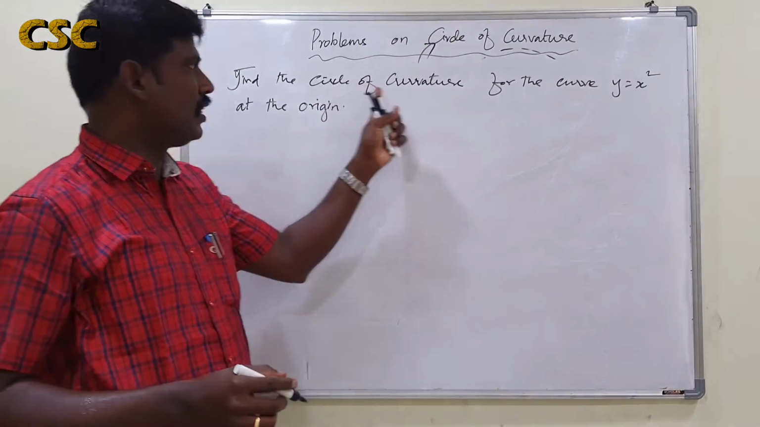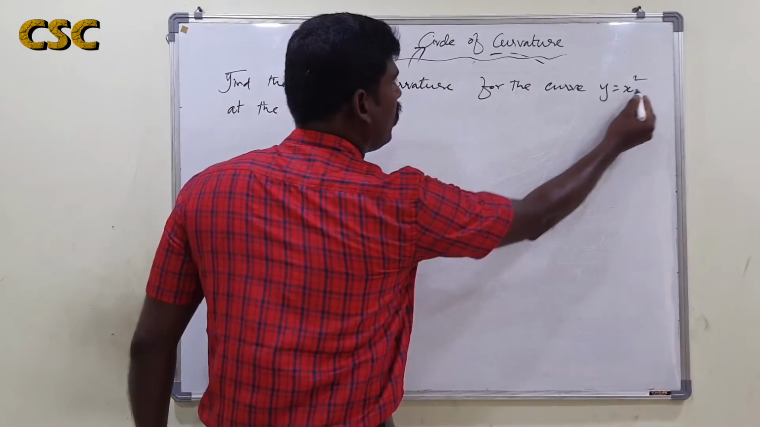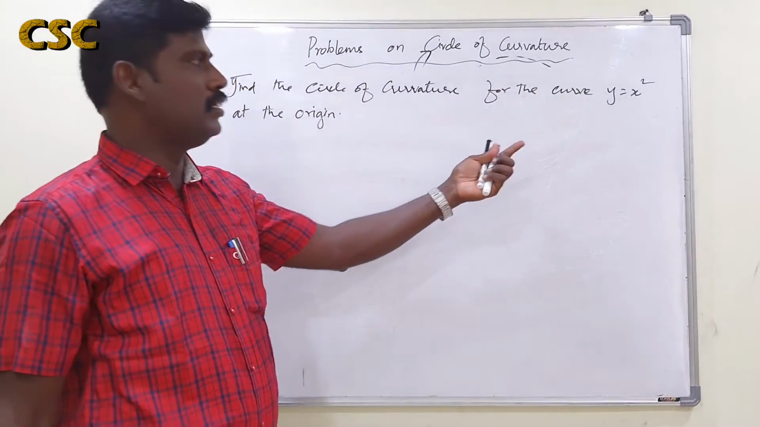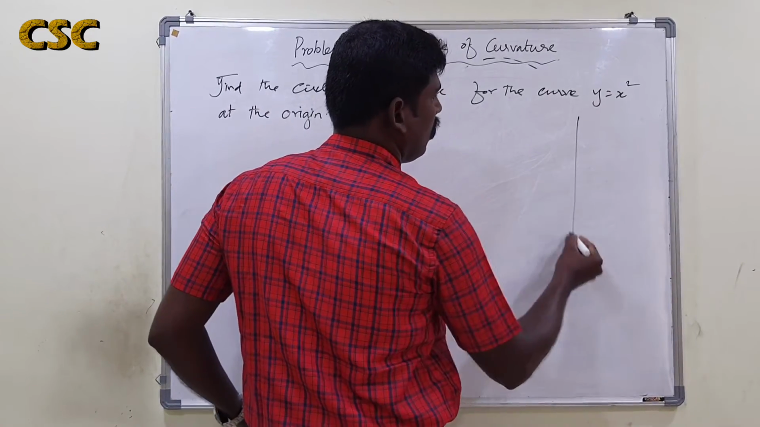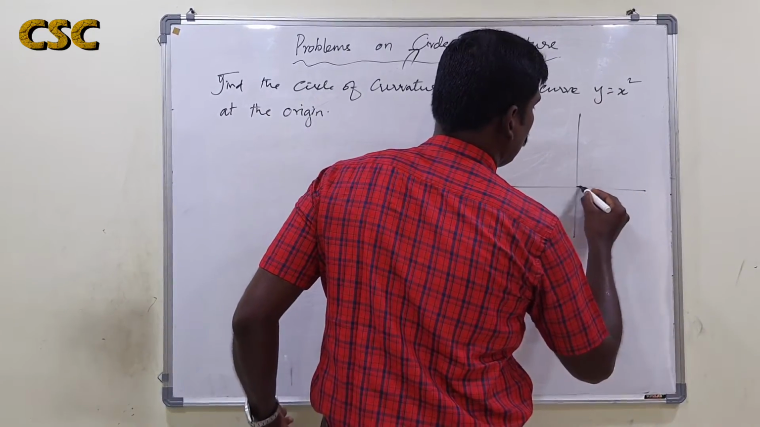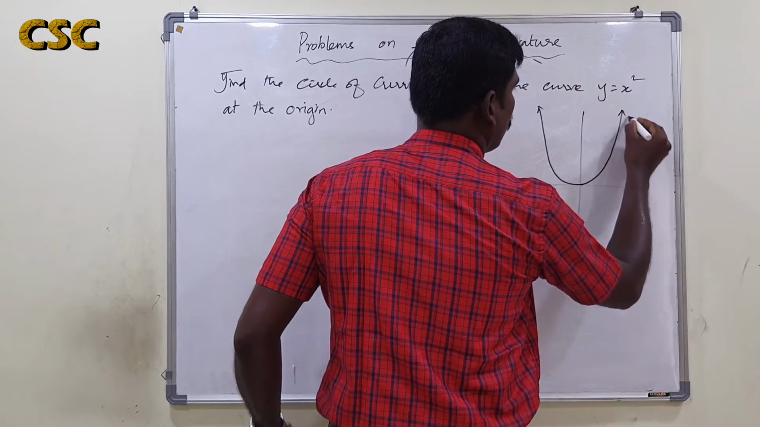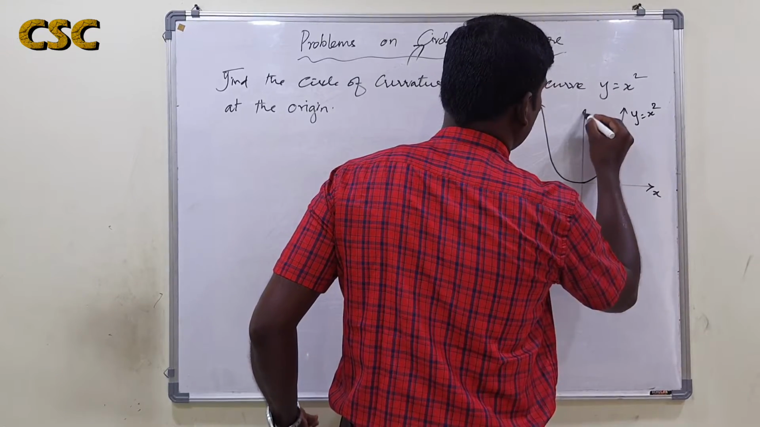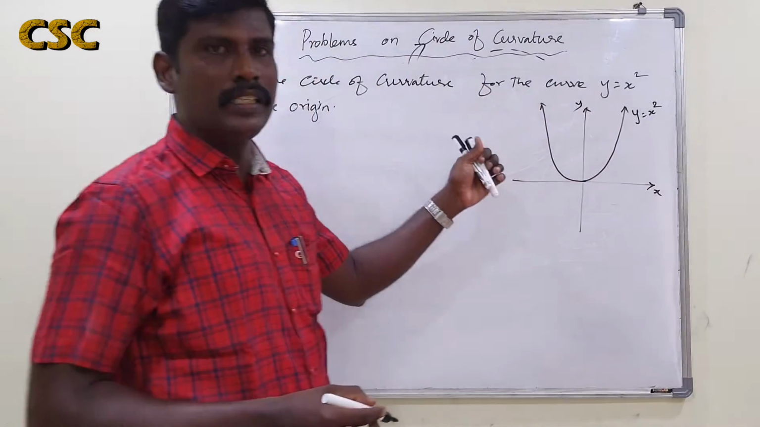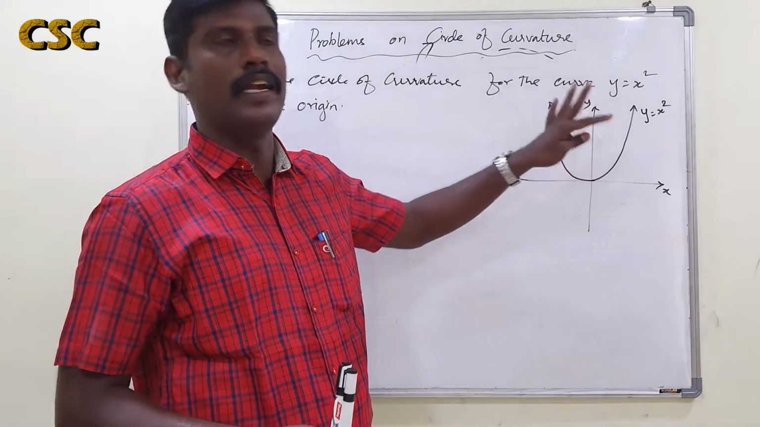Circle of curvature for this curve y equal to x square at the origin. It's a parabola, isn't it? Power of x is even, so it is symmetrical about the y axis. So it is like that. This graph is not necessary from your examination point of view. I draw this graph only for your understanding purpose.